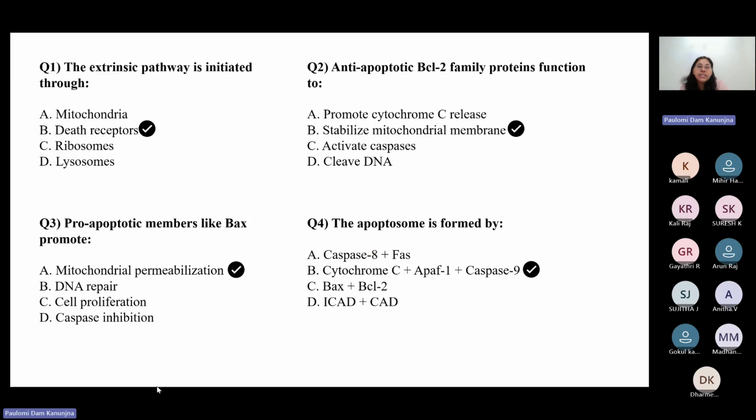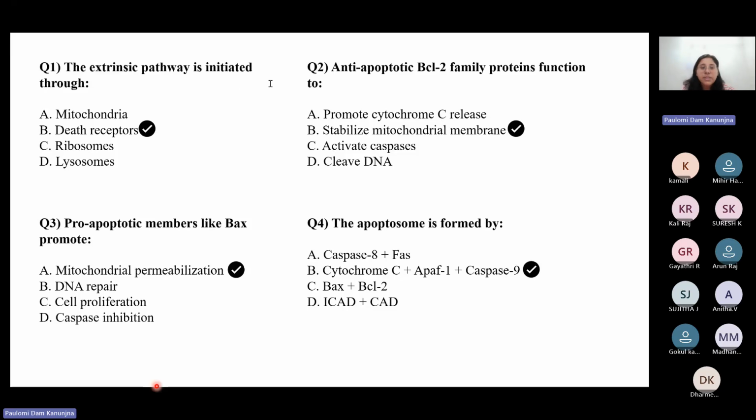So the extrinsic pathway is initiated through external cues, while intrinsic is by DNA damage, internal problems. External cues bind to receptors and bring death to the cell. These are called death receptors, for example FAS and TNF. Anti-apoptotic BCL2 family proteins function to stabilize the mitochondrial membrane. Anti-apoptosis means something that does not promote apoptosis, so stabilizing your mitochondrial membrane makes sense because it will prevent apoptosis.